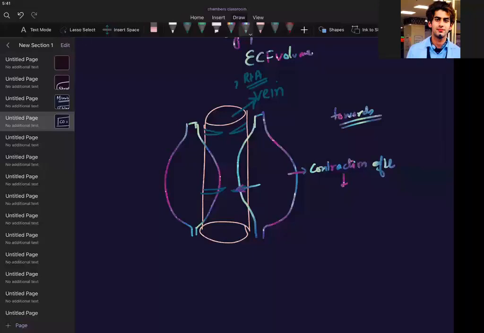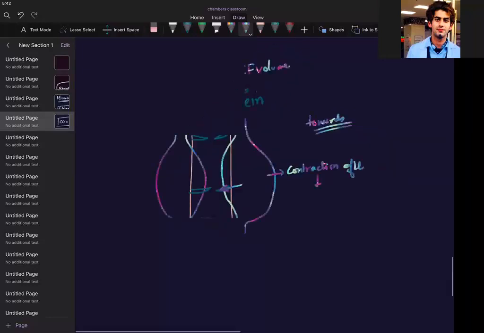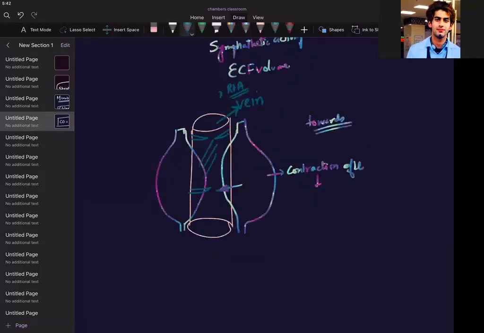Once you do the contraction of the skeletal muscle, this will compress the veins and push all the blood towards the heart. Finally, the venous return will increase. The backflow of blood will be prevented by those valves. So whatever amount of blood is present here will be pushed towards the heart. That means the venous return will increase.